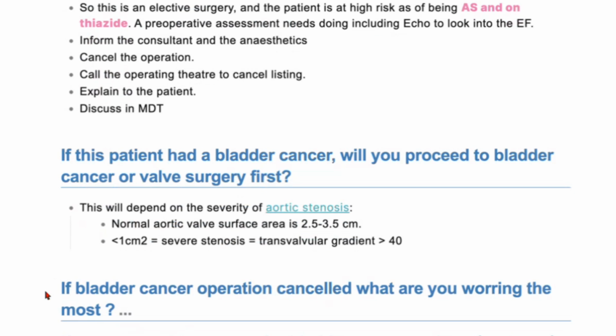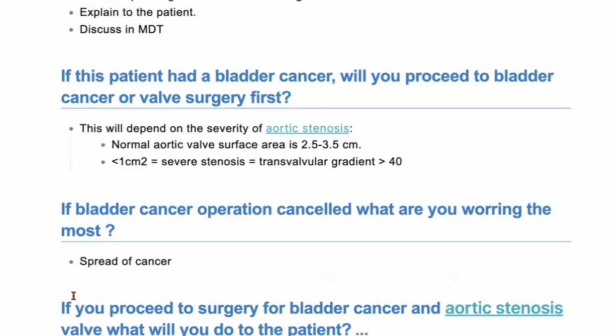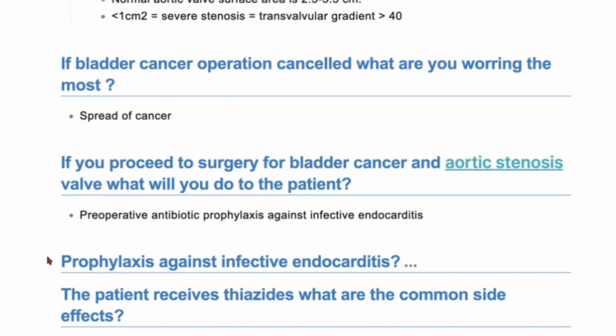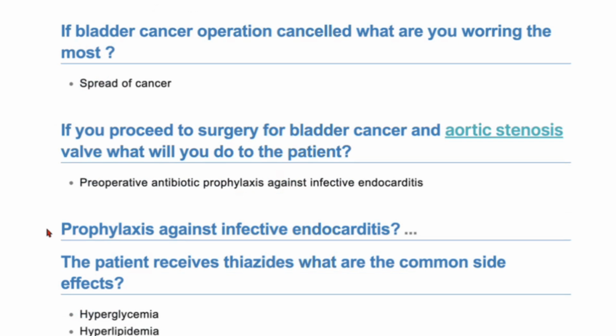So I didn't ask you this question, but if the bladder cancer operation is cancelled, because you pretty much answered it, but you went for the bladder cancer operation anyway, you're going to worry about the spread of the cancer, and again, you're going to have a discussion with the patient as well. In this one, I didn't ask you this question as well, but for the prophylaxis, I think you can make the answer a little better.